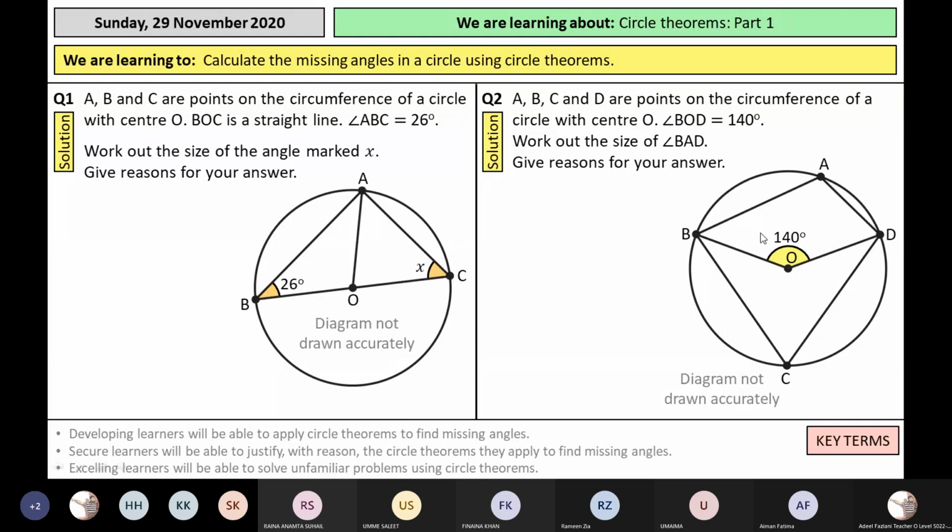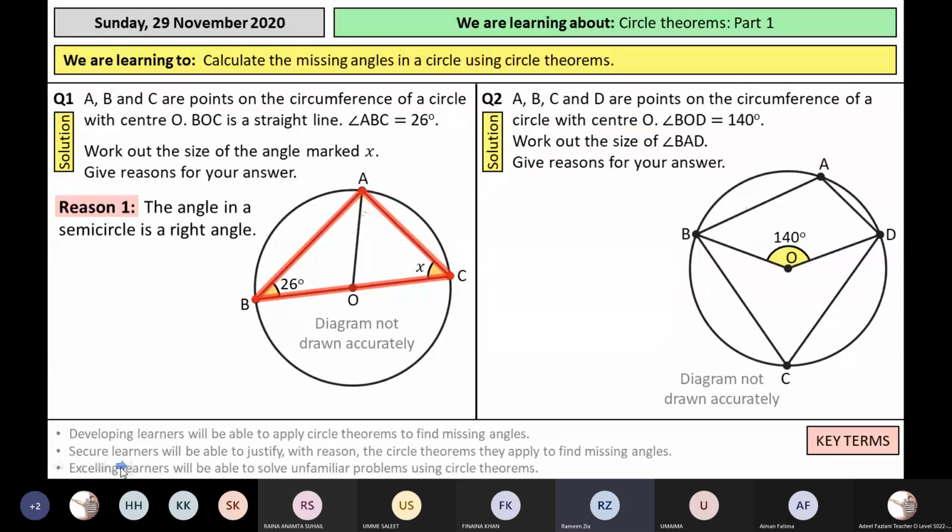I hope that you have done question number 1. Just tell me who has done question number 1. I have done. Okay, what is the answer of question number 1? 64.